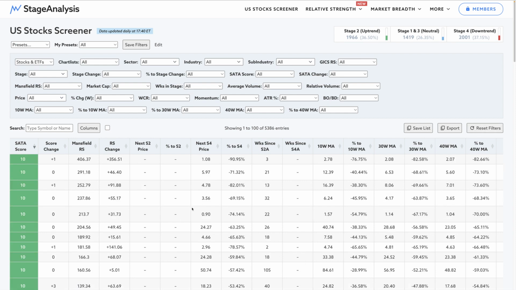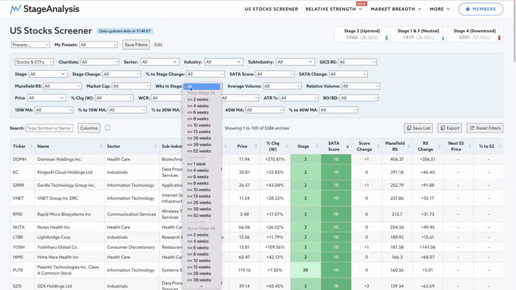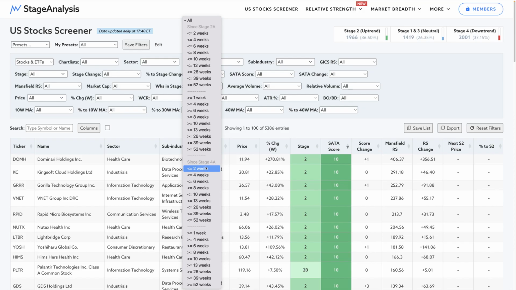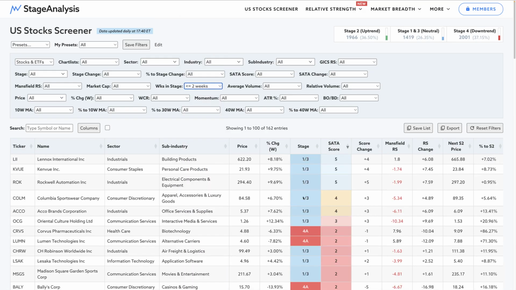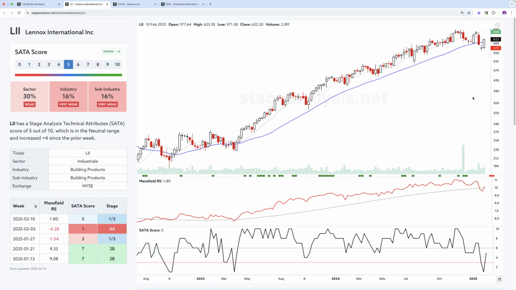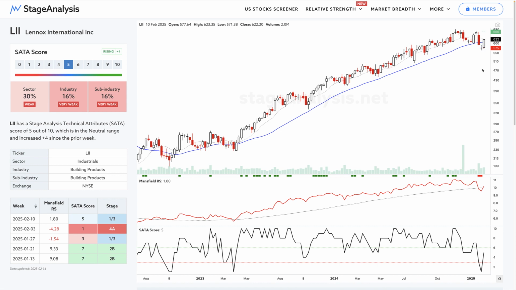So we go back to the weeks in stage over here, just to show you the other options. You've got since 4A as well. So this can be useful also for finding spring type events. So if you've got a move into 4A in the last couple of weeks, you can see here, and then it's reversed back into stage 1. So if I just change this to stage 1 or stage 3, then if we flick through a couple of these, you'll see they're making spring type events through here.